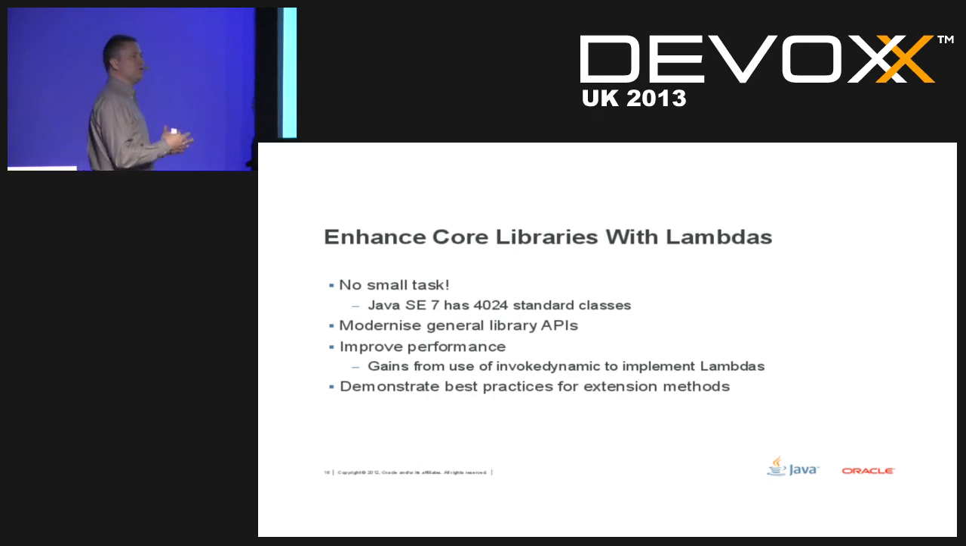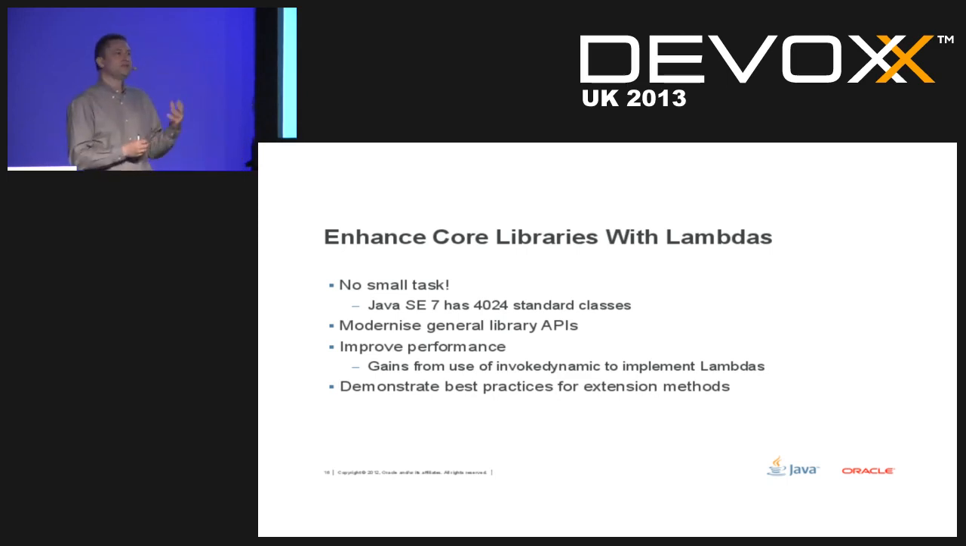What it's going to allow us to do, though, is to modernize the libraries. We'll be able to simplify a lot of things, and we'll also be able to take advantage of performance improvements. One of the key things with the way that the Lambda expressions are implemented is that we're not just doing a syntactic de-sugar of a Lambda expression into an anonymous inner class. That's one approach we could have taken, but it's not what we're doing.